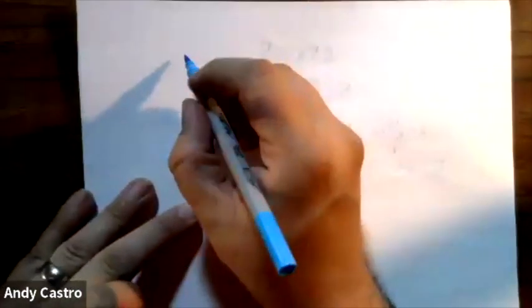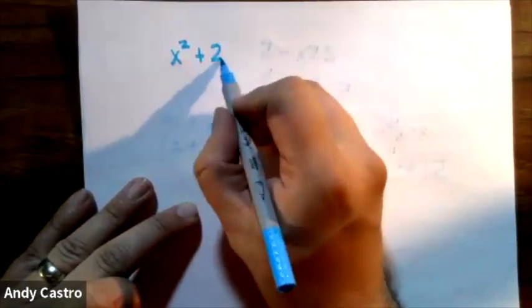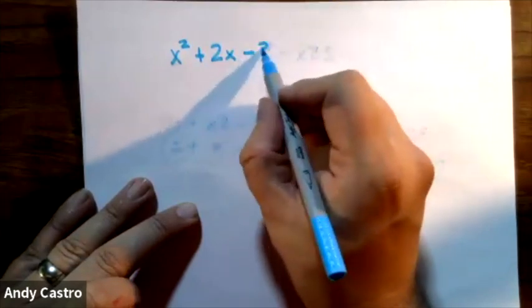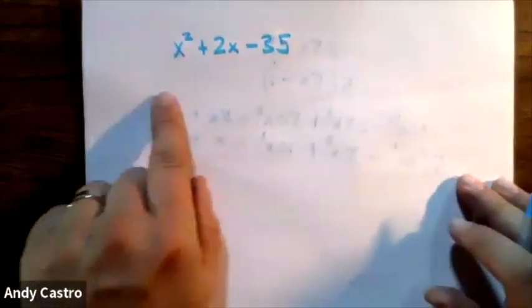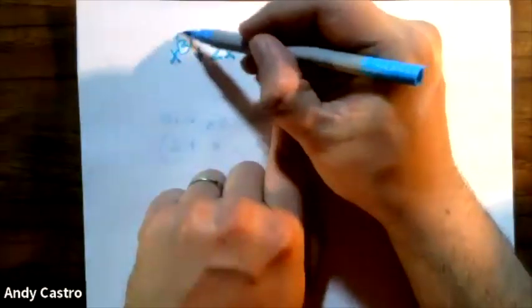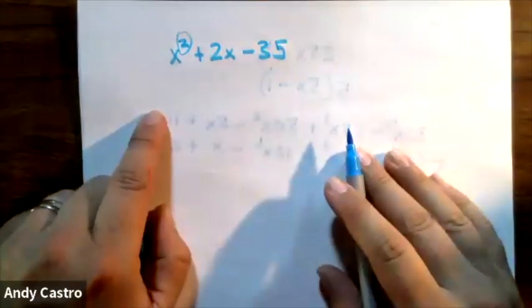All right, let's do x squared plus 2x minus 35. In this particular case, this is a quadratic. This is a degree 2, and we have a trinomial. So I want to cover a couple of things here.